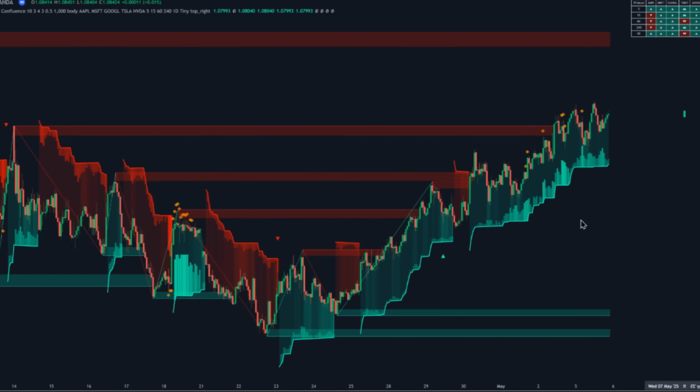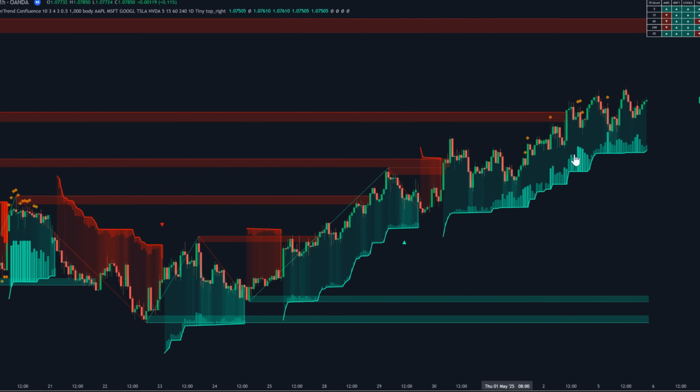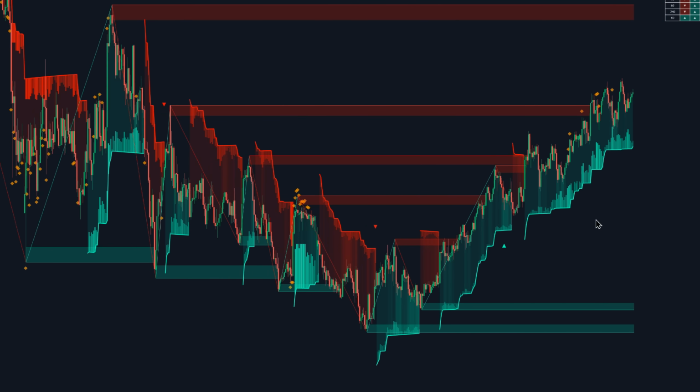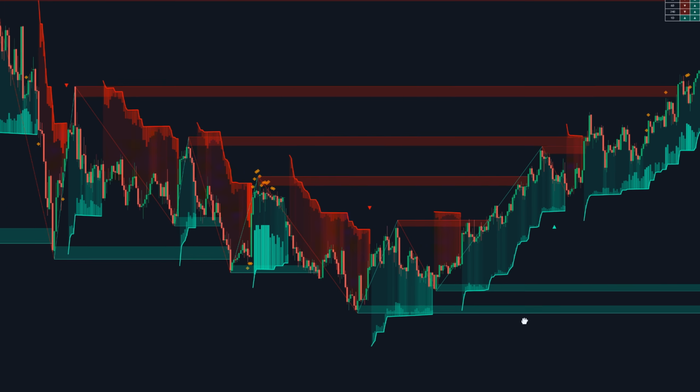Add it to your chart and you'll immediately see the SuperTrend bands, a gradient volume histogram hugging those bands, a few smart labels and arrows, and a compact multi-asset trend table. Ladies and gentlemen, this is the all-powerful SuperTrend Confluence Signals by AlgoAlpha.